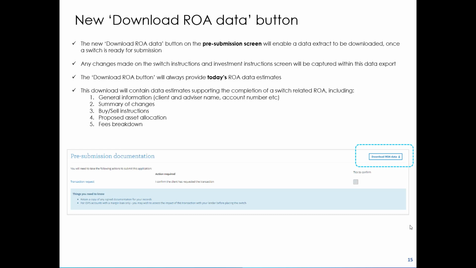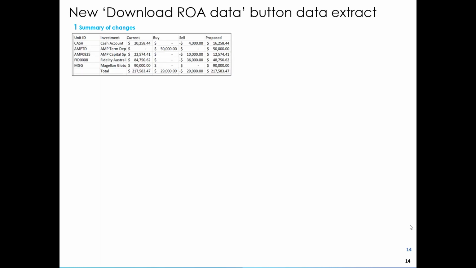Pressing the Download ROA Data button will provide today's ROA data, and the CSV download will include the date that it was downloaded. So I'm going to come back to this page in our demonstration in a couple of moments' time. Once you click on the Download ROA Data button, the following data will be listed. The first is the summary of the changes. Notice that it has the current value, the buy and the sell amount, including the proposed amount for the holdings.